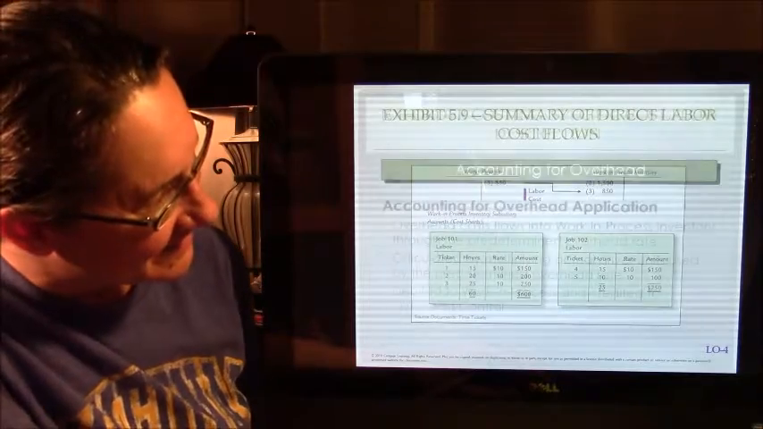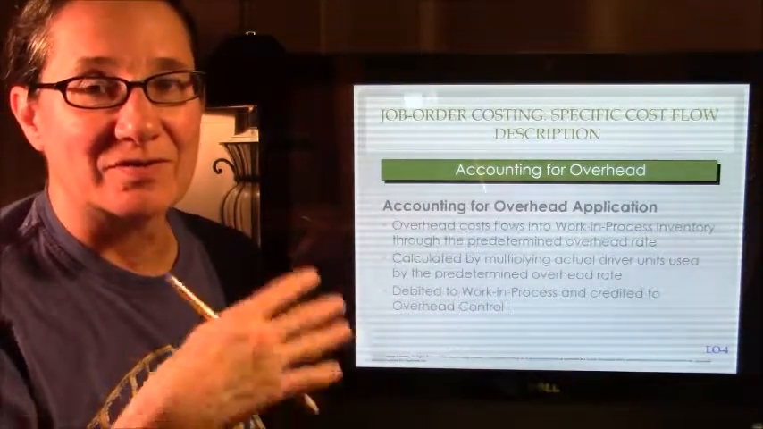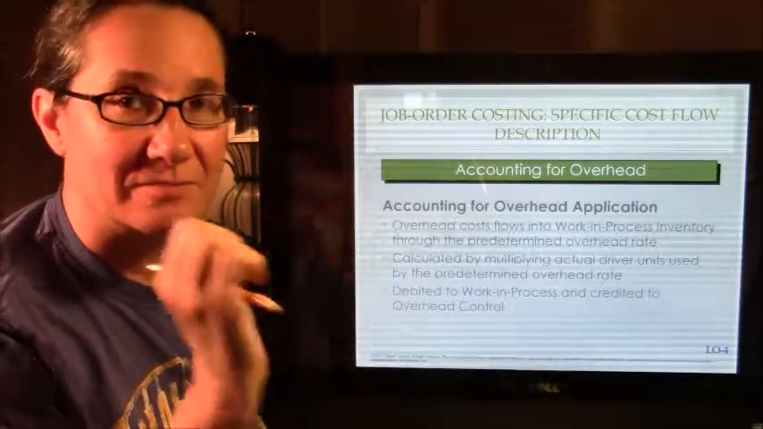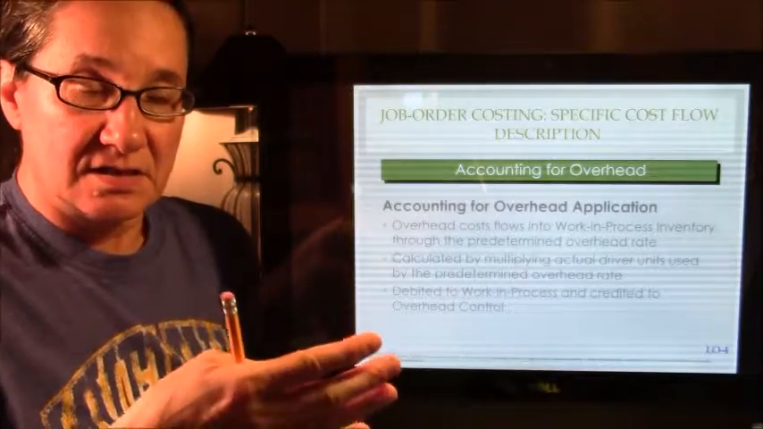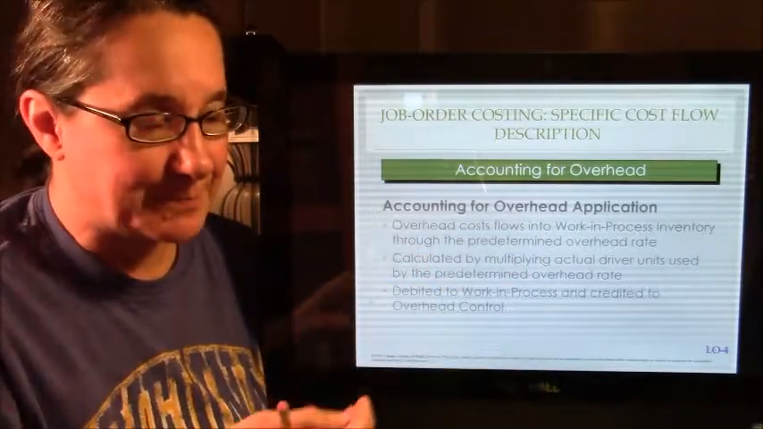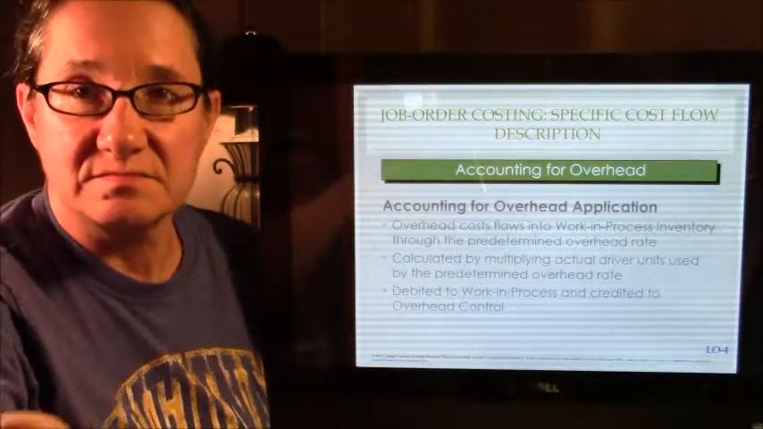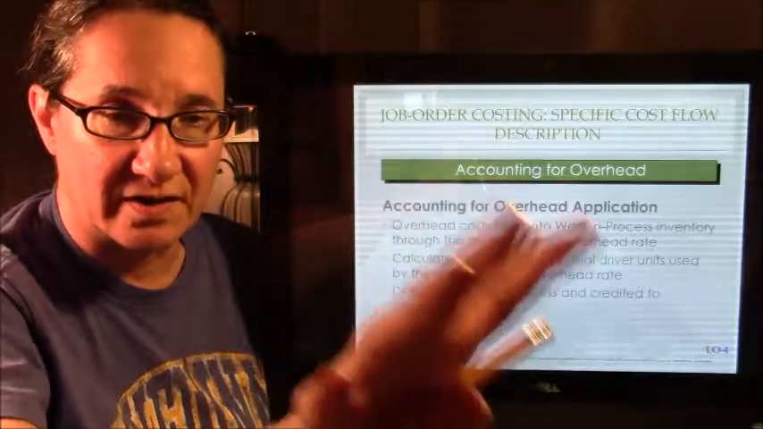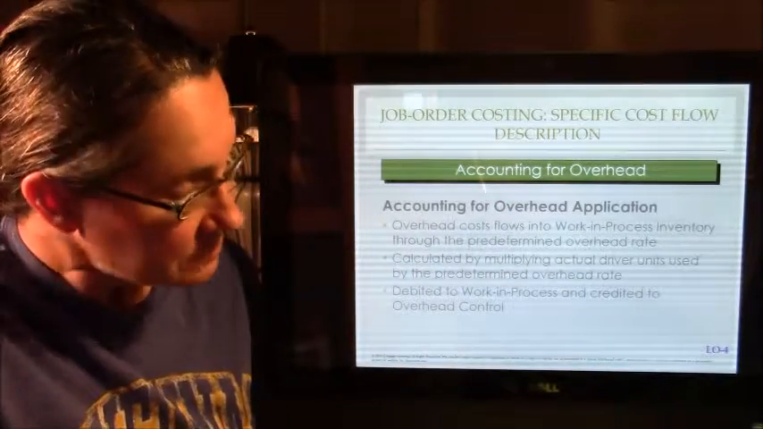All right. So how do we track overhead? Direct labor, direct material, those are easy, right? Straight into work in process, which is an inventory, which is an asset. So it always increases with a debit. When we move things out of work in process onto the next inventory, which is finished goods, we credit them and debit finished goods, which is also an asset inventory.